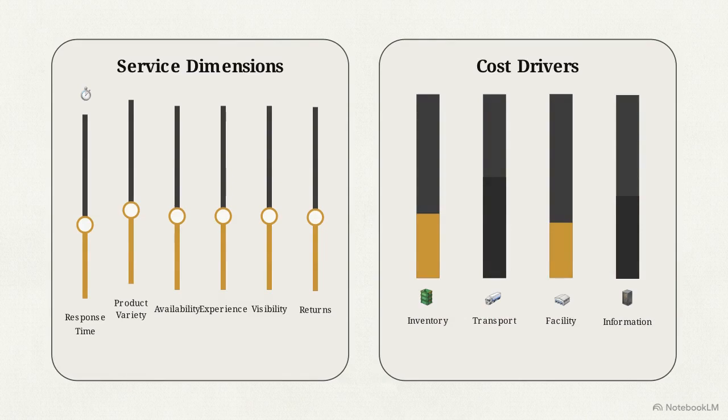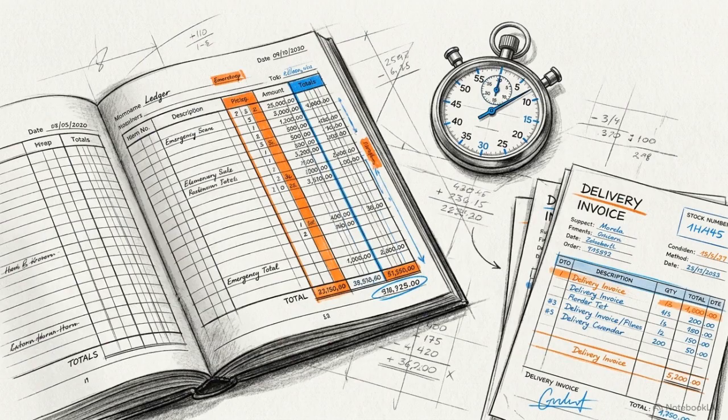Shrinking response time acts as a multiplier. As the time requirement drops, the inventory and facility costs must expand to rebalance the equation. There is no perfect network, only a series of financial trade-offs, where every service upgrade demands a structural cost penalty.